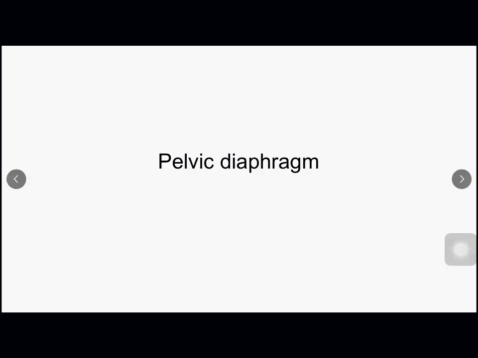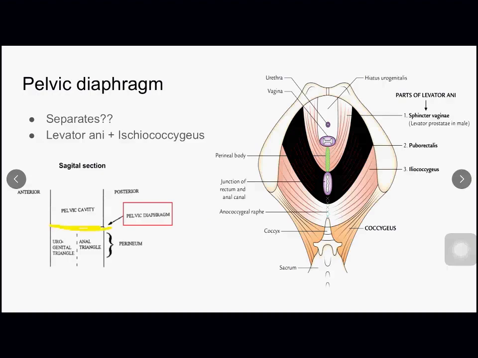About this pelvic diaphragm. What I told about the pelvic diaphragm in the first slide itself, I told you that the pelvic diaphragm is going to separate the pelvic cavity above from the perineum below. So a few words I want to add about this pelvic diaphragm also. This pelvic diaphragm is a muscular diaphragm. It is a strong muscle. This is what holds all your pelvic organs in position. So what are the muscles contributing to this pelvic diaphragm? It is your levator ani muscle and ischiococcygeus muscle.